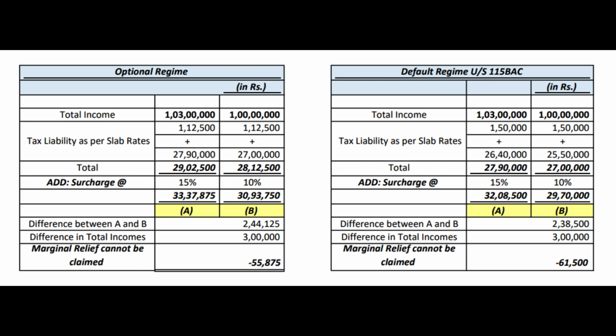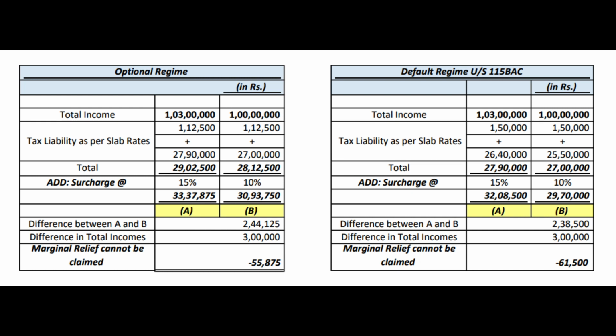Okay guys, let us go through one more example quickly where the assessee's total income is rupees 1 crore 3 lakh. The tax computation will be as follows: rupees 1 lakh 12,500 plus 30% of 1 crore 3 lakh rupees minus rupees 10 lakh. The amount will be 27 lakh 90,000 rupees. The total tax payable will be rupees 29 lakh 2,500. To this, we add surcharge at the rate of 15% since the total income has exceeded rupees 1 crore. The tax liability will be rupees 33 lakh 37,875.